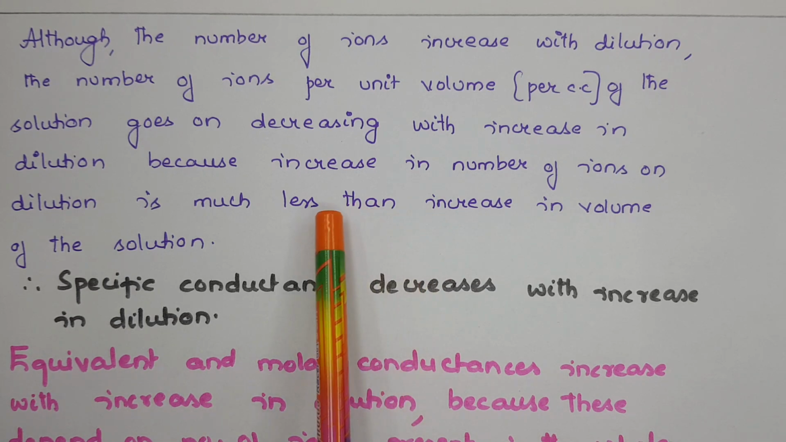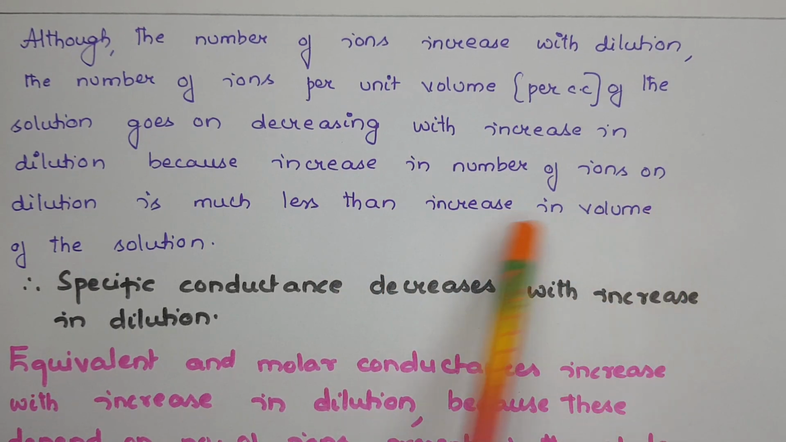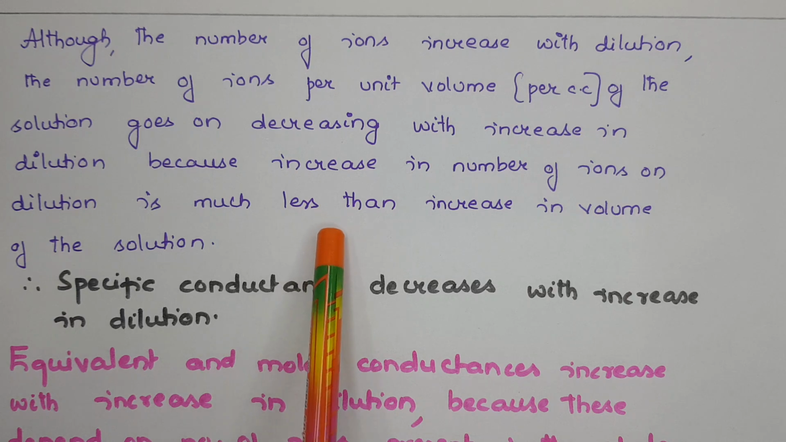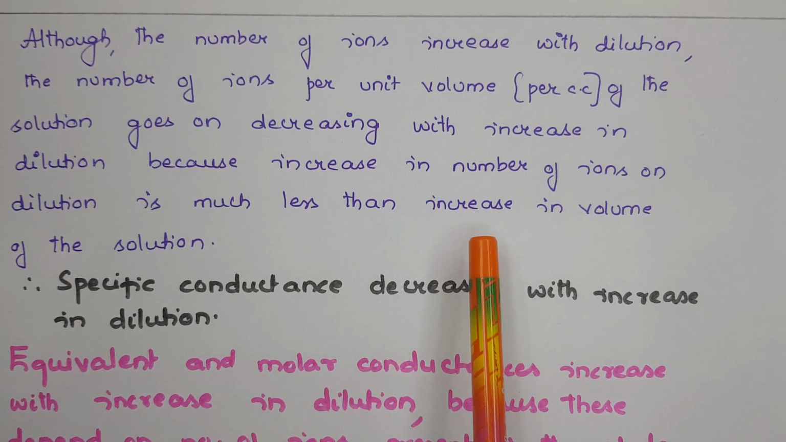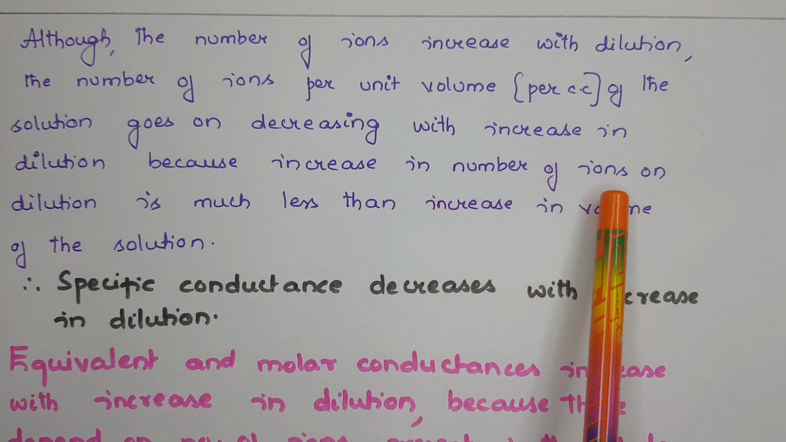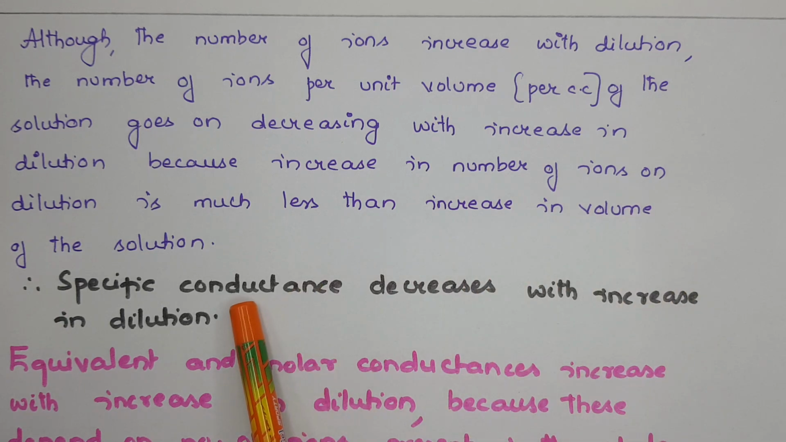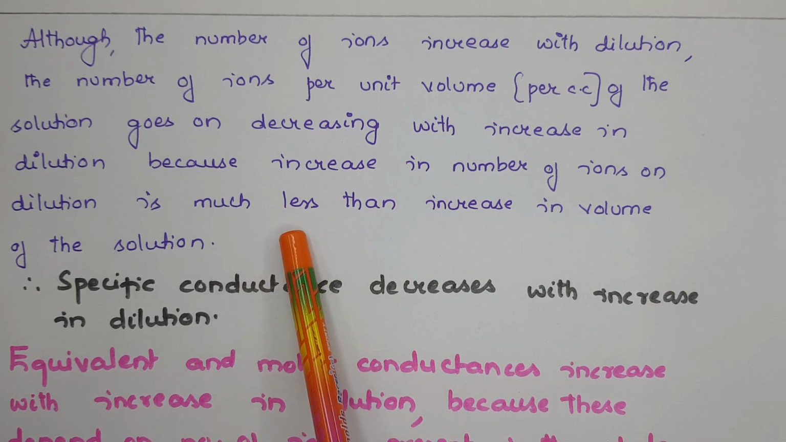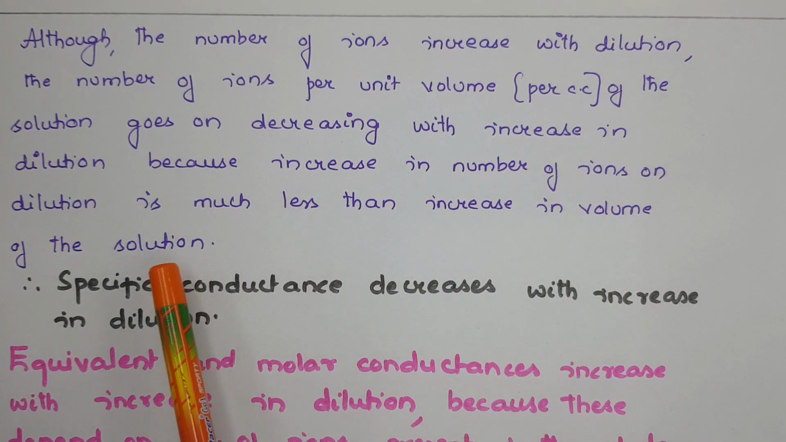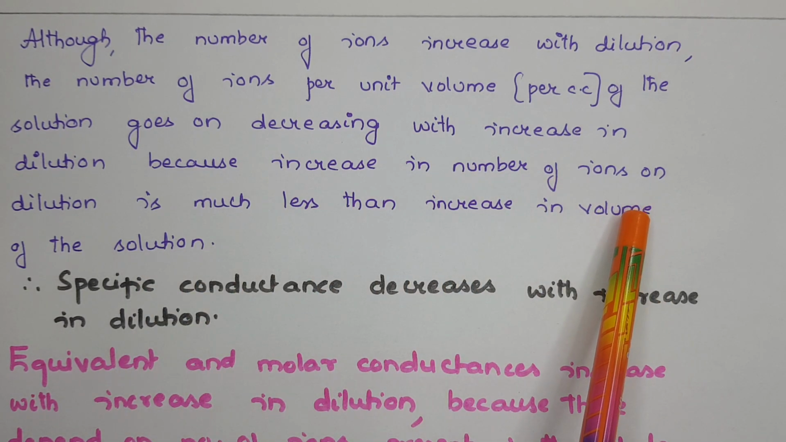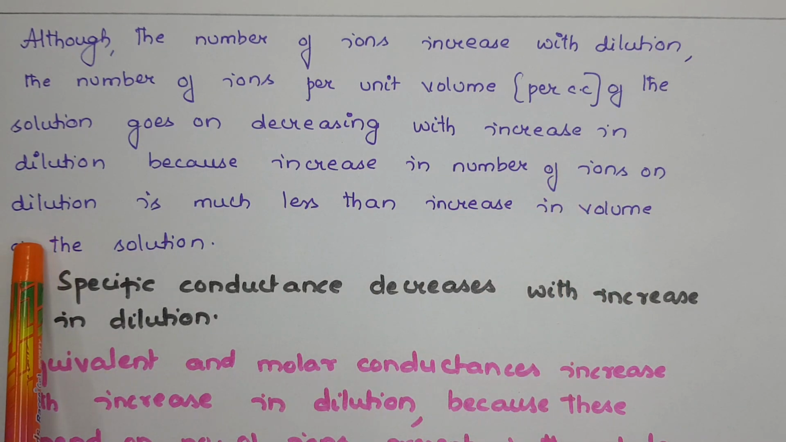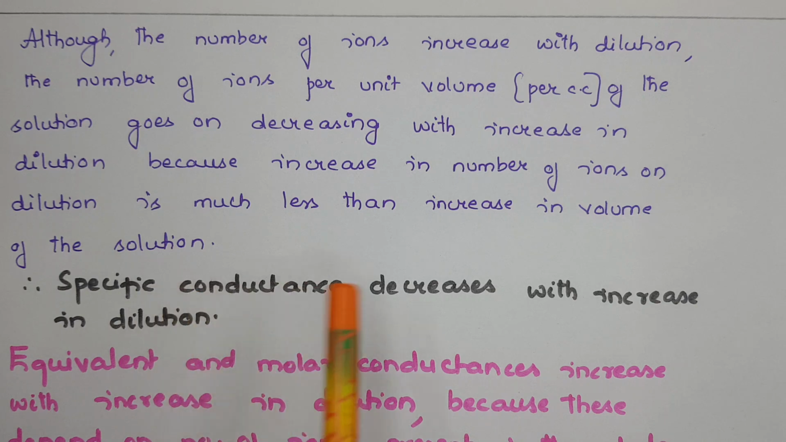Here the reason is mentioned, students. Increase in number of ions on dilution is much less than increase in volume of the solution. Okay, so on dilution, what is happening, students? Volume of the solution is being increased. So when increase in number of ions is compared with increase in volume of the solution, it is very less when compared to increase in volume of the solution. It means what? Number of ions, this when we observe on dilution. This is the reason specific conductance decreases with the increase in dilution.